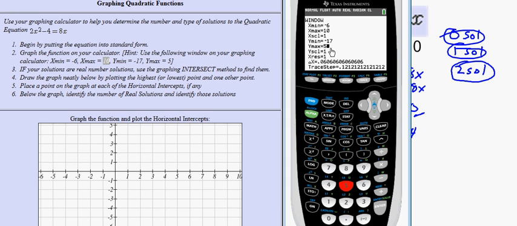So perhaps this will look a little nicer if you wanted to see most of the behavior of the quadratic. In fact, all the usual interesting behaviors are right here. You've got your vertical intercept, your horizontal intercept, and your vertex.